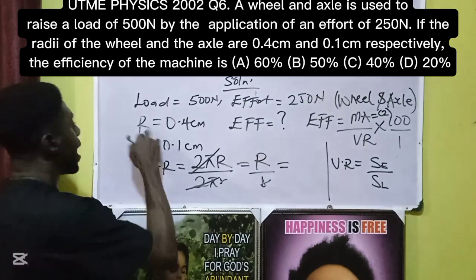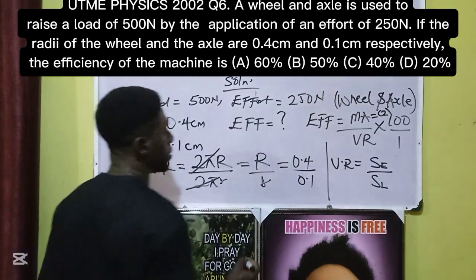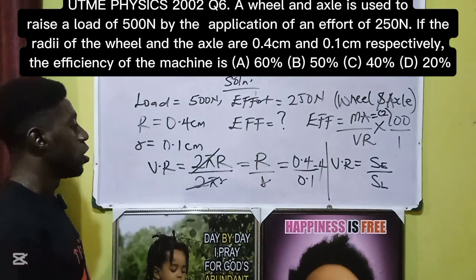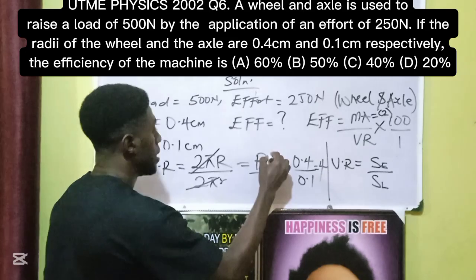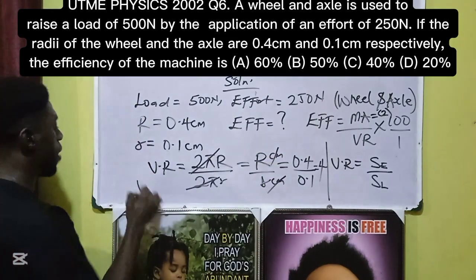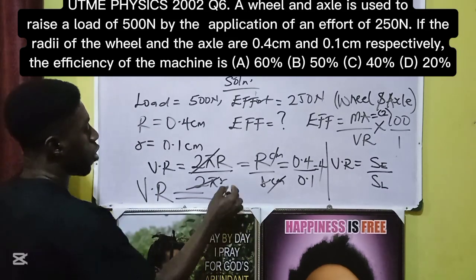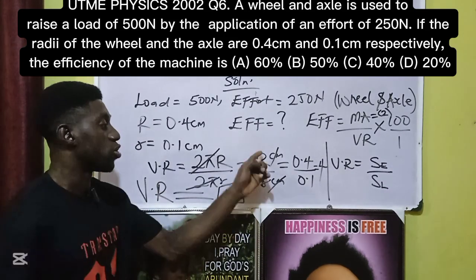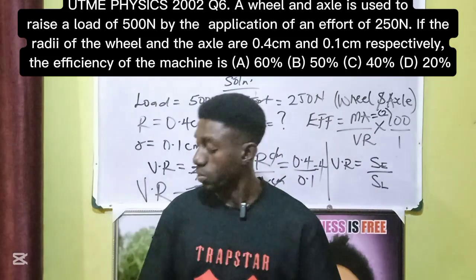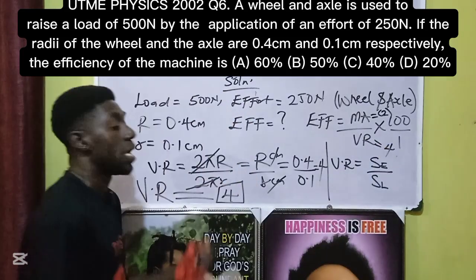Then continue. Our capital R is 0.4. Our small r is 0.1. Find the ratio, you'll have 4. It also has no units. We cancel cm, so our VR here is 4 without units. This velocity ratio, or distance ratio, the units will cancel out. Then we've gotten our VR to be 4. Nothing is left out.